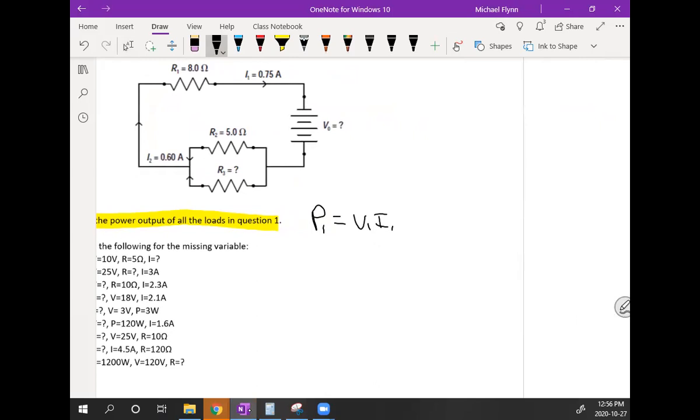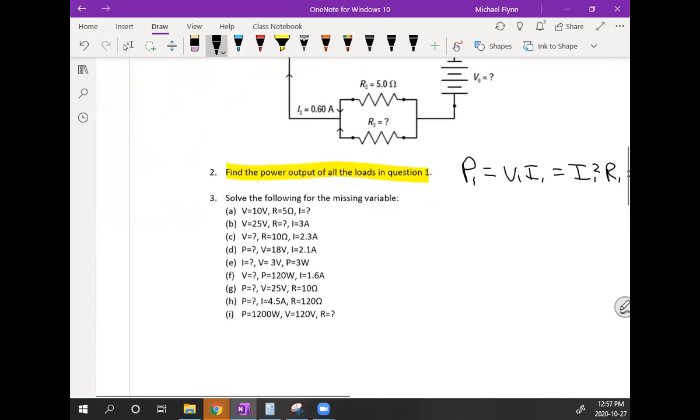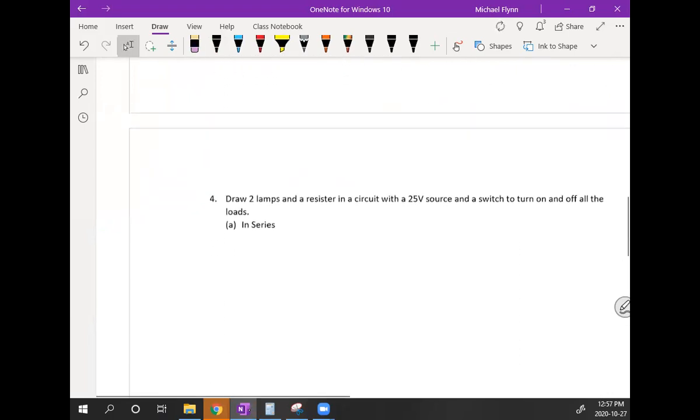Now, if you don't want to use VI, you can use I squared R, or you can use V squared over R. But just make sure you use the voltage and resistance that goes with that particular device in the circuit. Okay, and that's it. Now, this question here, question 3, you could have answered yesterday. So please go ahead and do that. That's using power, voltage, and current and Ohm's law and stuff. So go ahead and do that based on what we learned already.